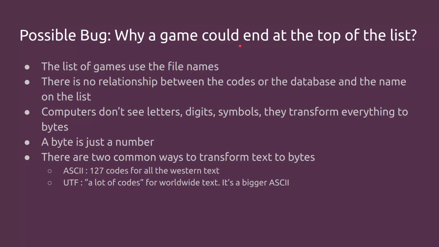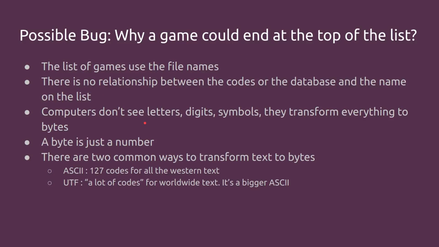The list of games that you see in RetroX uses the file names. It doesn't use anything related to the database. You have a file in your storage with a file name, and that file name is used in the list. So there is no relationship between the codes or the database.